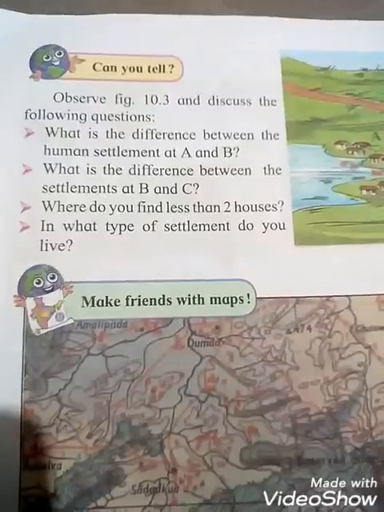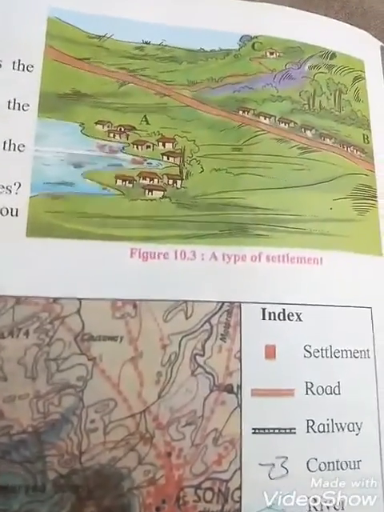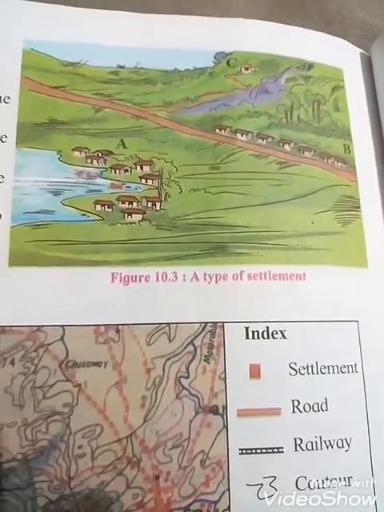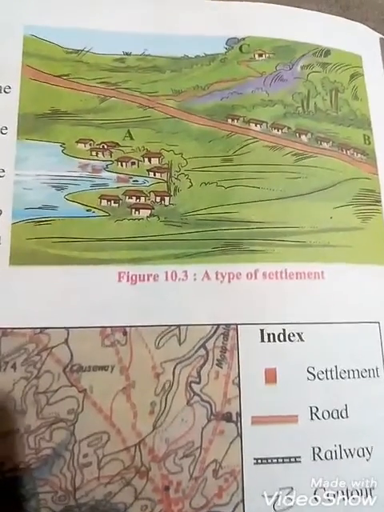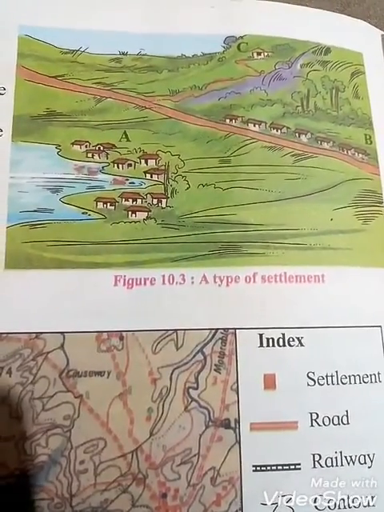And next one is, where do you find fewer than two houses, students? In the C place, the tribal hamlet, having fewer than two houses. See the picture in your textbook, Figure 10.3, types of settlement. C place, that means tribal hamlets, having fewer than two houses.